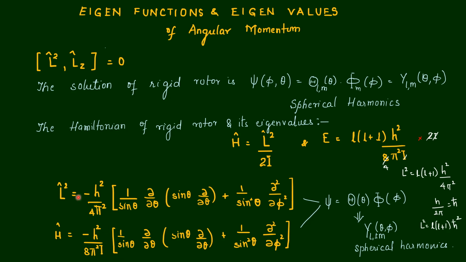Now let us look at the operator expression of total angular momentum and that of the Hamiltonian of the rigid rotor. We see that both of them depend upon theta and phi. Here also it depends upon theta and phi. They are more or less of the same form. So the wave function can be represented by the product of theta and phi together, which is known as spherical harmonics.